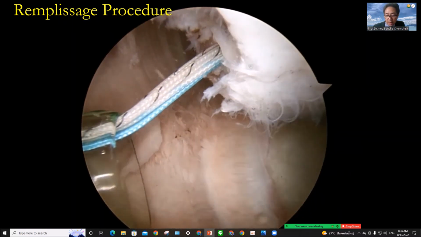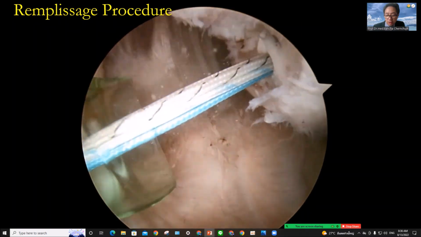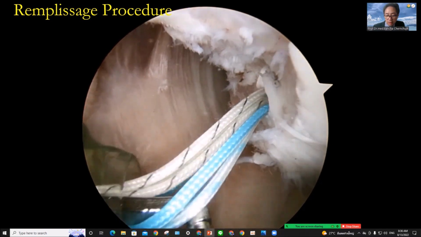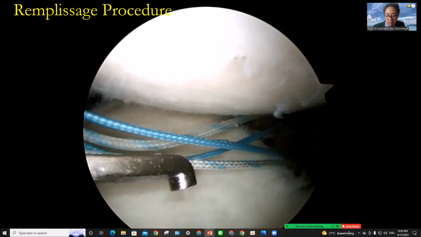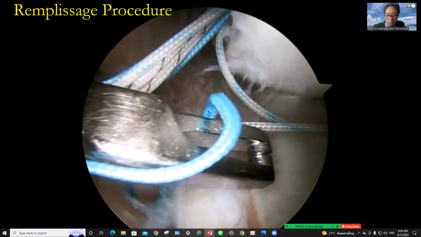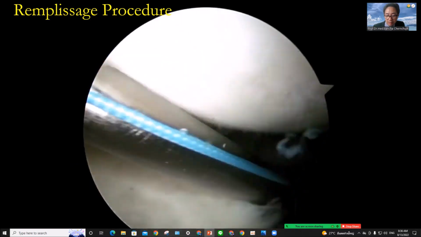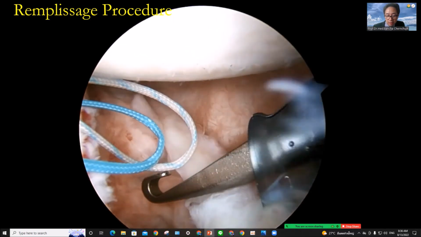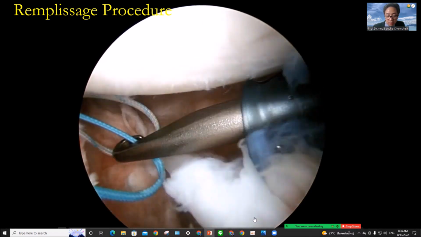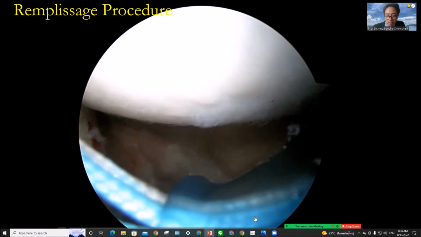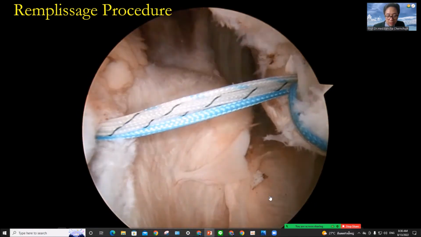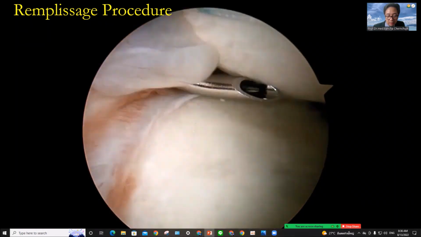okay, you can pass 6 sutures into the posterior capsules, right? So I use the suture hook to pass and fix this Remplissage. So after the Remplissage, I will not tie the knot. Okay, do like that.